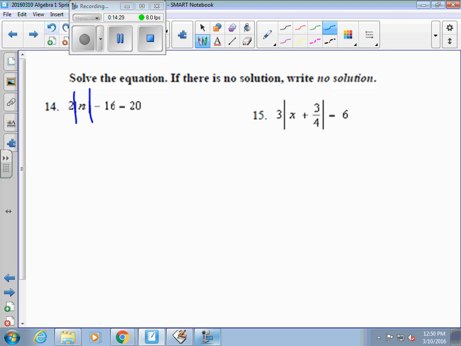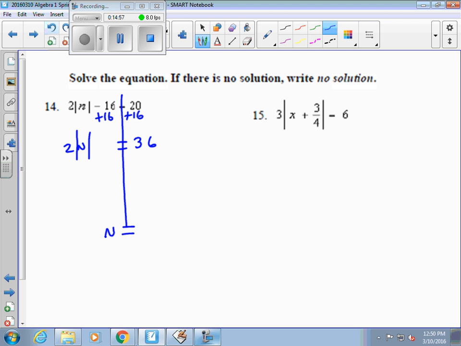Remember, "please excuse my dear Aunt Sally" tells you how to deal with parentheses first. Parentheses are grouping symbols. When you undo, that means you deal with parentheses or grouping symbols last. So we need to go through our order of operations. We want to get n all by itself. It says minus 16. We know to undo minus something by adding 16 first. 2 times the absolute value of n is now equal to 20 plus 16, which is 36.